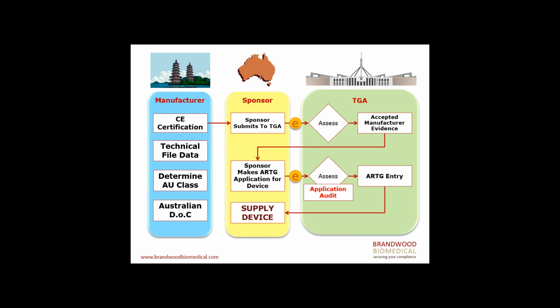So if the application audit is successful, then obviously for class 3, they'll have an ARTG entry and then legal supply in Australia. If it's selected for audit, for all other classes, the other documentation requested is the Australian Declaration of Conformity and the technical file data. As mentioned, it's usually the risk assessment, the clinical evidence, and information supplied with the device, such as IFU and labeling.